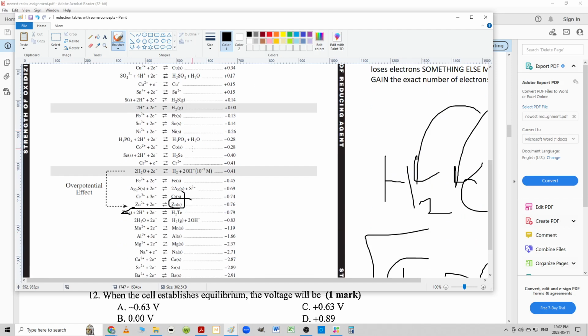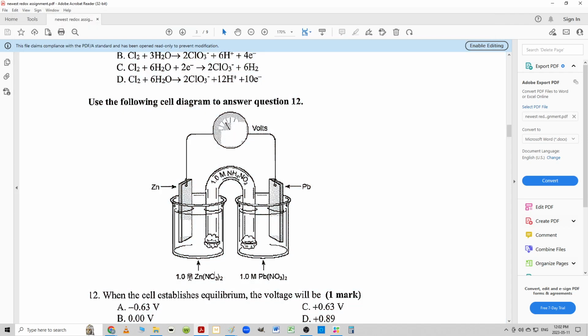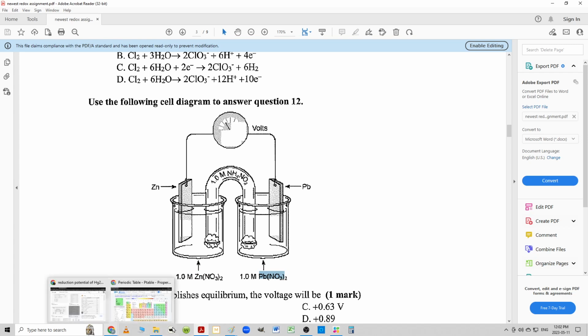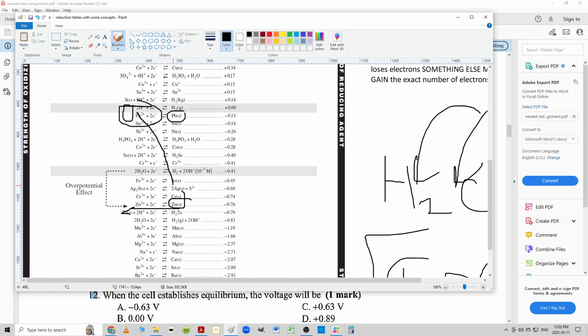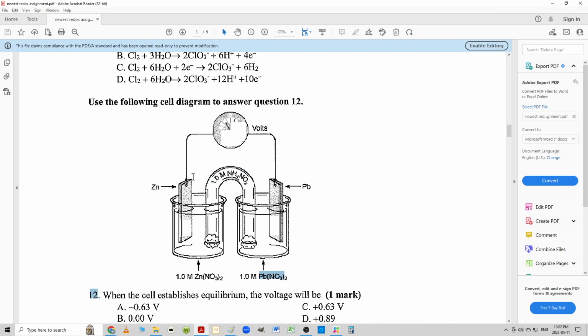How come I never find Zn? It's really frustrating. We just have to find out where lead is. Well, lead's up here. And you're allowed to look at Pb2+, even though they're saying they're both solids, because as you can see, they have ions in solution there. So it's quite clear from the table that Pb will take the electrons from zinc, which means the zinc will shrink and Pb will grow, and the electrons will go this way.